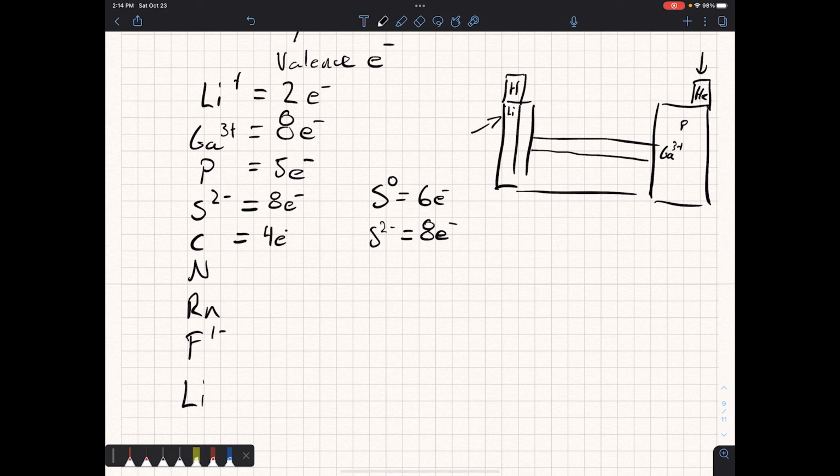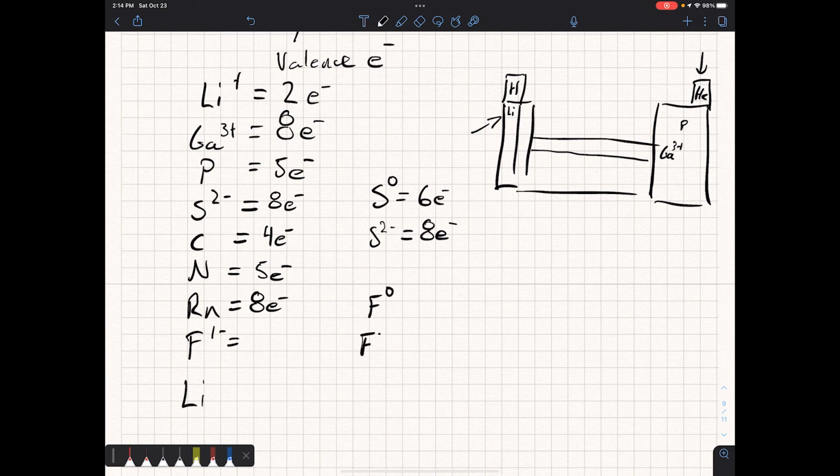Carbon is in 4A, so carbon has 4 valence electrons. Nitrogen is in 5A, so it has 5 valence electrons. Again, both of these have neutral charges. Radon, moving to a different part of the periodic table that we don't normally go to, is a noble gas in column 8A, so it has 8 valence electrons. A lot of these are going to have 8 valence electrons. Fluorine, again, right? So we've got fluorine, F 1 minus.